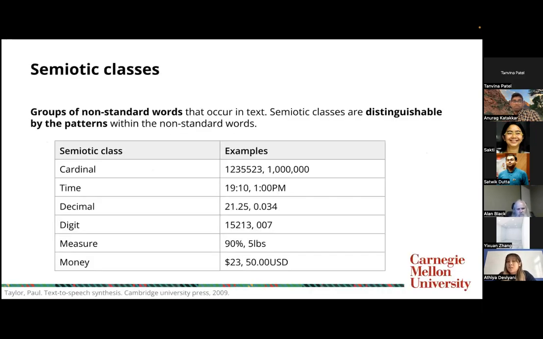First, I'd like to point to the idea of semiotic classes, which are groups of non-standard words that occur in text, and they are distinguishable by patterns within the non-standard words. For example, a time semiotic class usually has 2 digits followed by a colon, followed by another 2 digits, and sometimes there would be a PM at the end. Or the money semiotic class would contain a currency symbol or the abbreviation of the currency at the end. And this is not an exhaustive list. These are just to highlight what semiotic classes are.